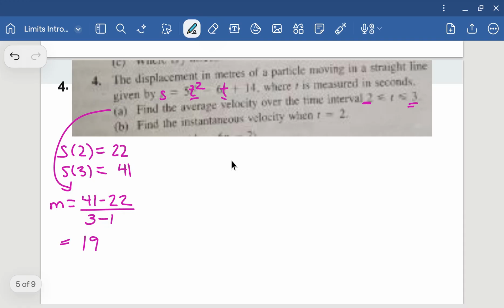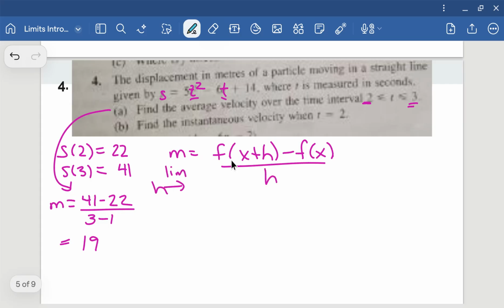the slope using the formula f of x plus h minus f of x all over h as your limit of h tends towards 0. So making this interval, instead of being 1, making it close to 0, and that's why we're making that h value go close to 0.